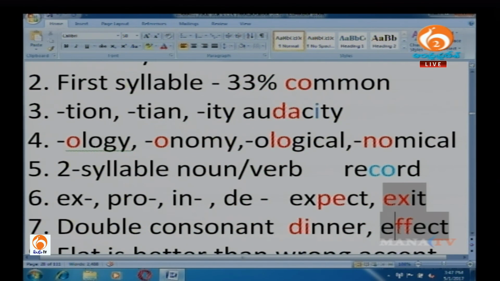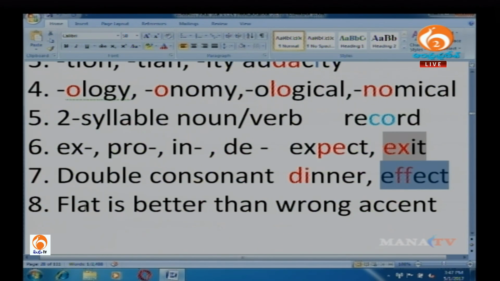The exception would be effect. Effect. Do not say affect. Effect. All right? You have to practice all these things with me or directly from a very good dictionary, for example, Oxford Dictionary online. All right. Flat. If you do not know where to put the accent of a word, you just make it flat. Flat sounding words are much better than a wrong accent.